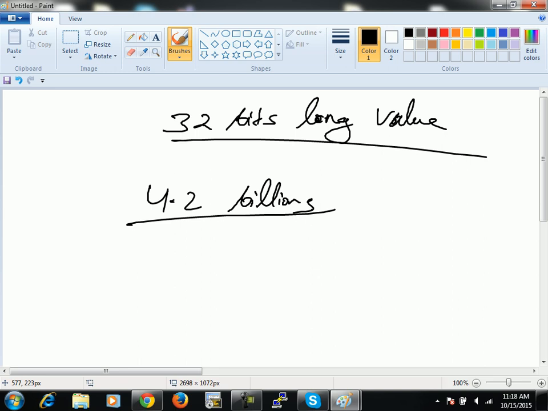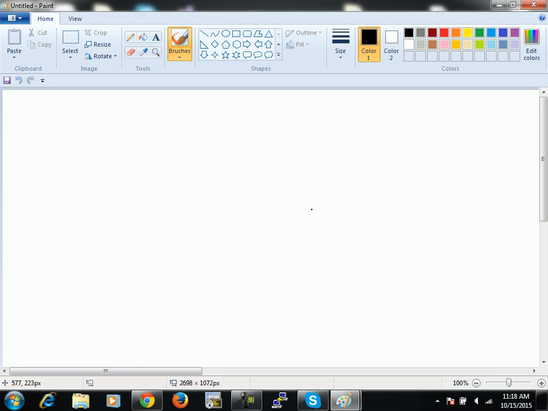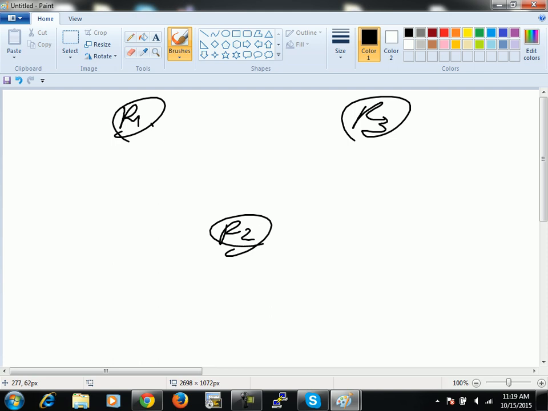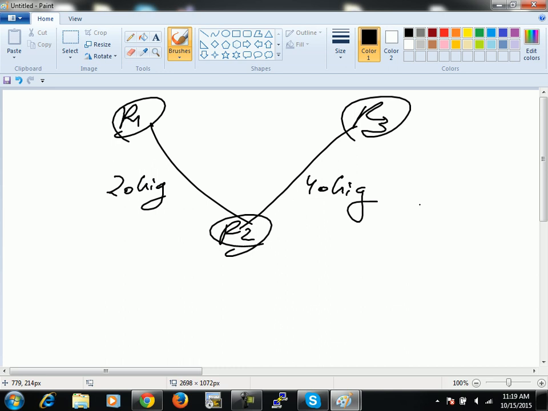So now the problem came into the network when we have bandwidth higher than 10 gig. Let me tell you, for example, if you have R1, R2 and R3, and R2 is receiving the same prefix from both neighbors. Here the bandwidth is 20 gig and here it is 40 gig. Let's calculate their metric now for both interfaces using this older formula.